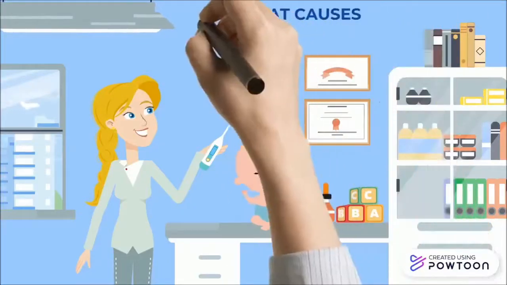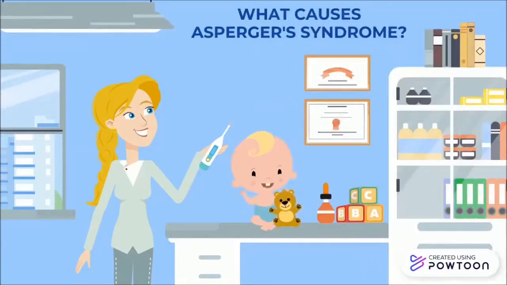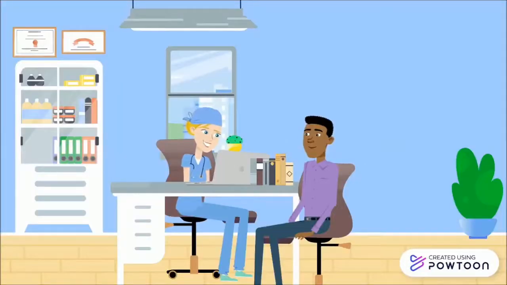What causes Asperger's syndrome? The exact cause is unknown, but Asperger's syndrome may result from a combination of genetic and environmental factors that cause changes in brain development. Asperger's syndrome tends to run in families, suggesting that some cases may be hereditary.